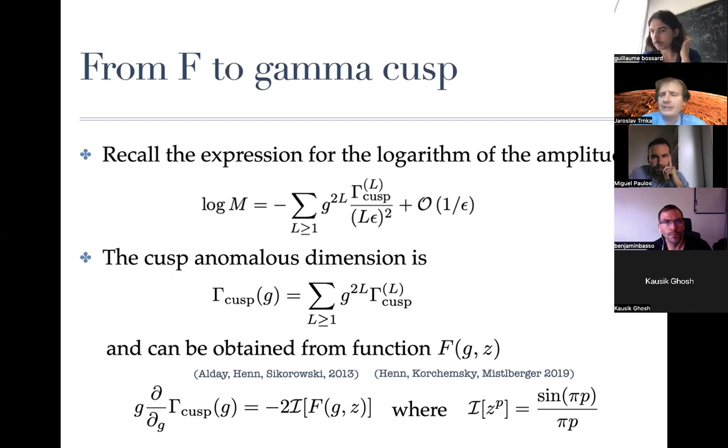So we can fix it from the boundary conditions just from knowing where the function F vanishes. Yeah.